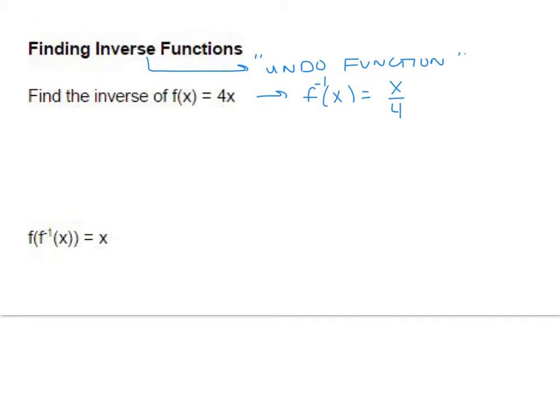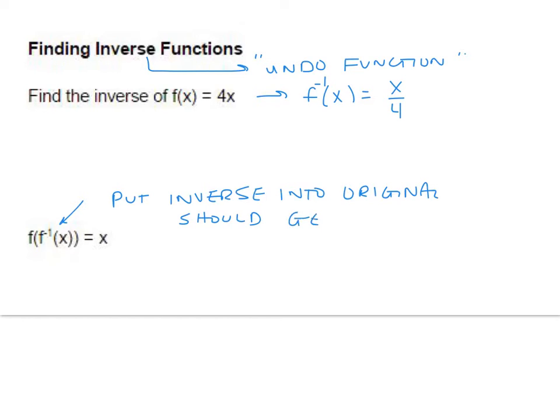And so as we look at this, the way to test is to put the inverse into the original function. Because if they're undo functions, when we put the inverse into the original, we should just get x, if they are inverses. And so this is a way to check to see if we got them right.